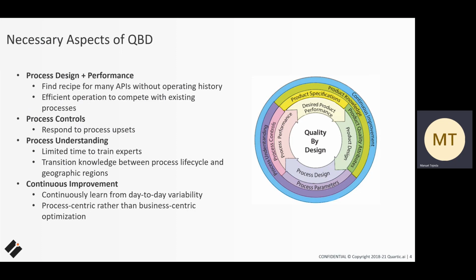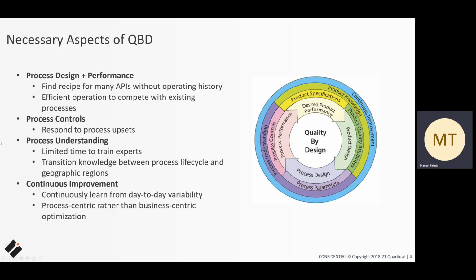So I mentioned bench all the way to commercial scale and geographic regions. This process design may take place in one area, but the reactor may be shipped to many locations at the commercial scale to manufacture these APIs. So somehow we have to achieve equal understanding at all those different locations.